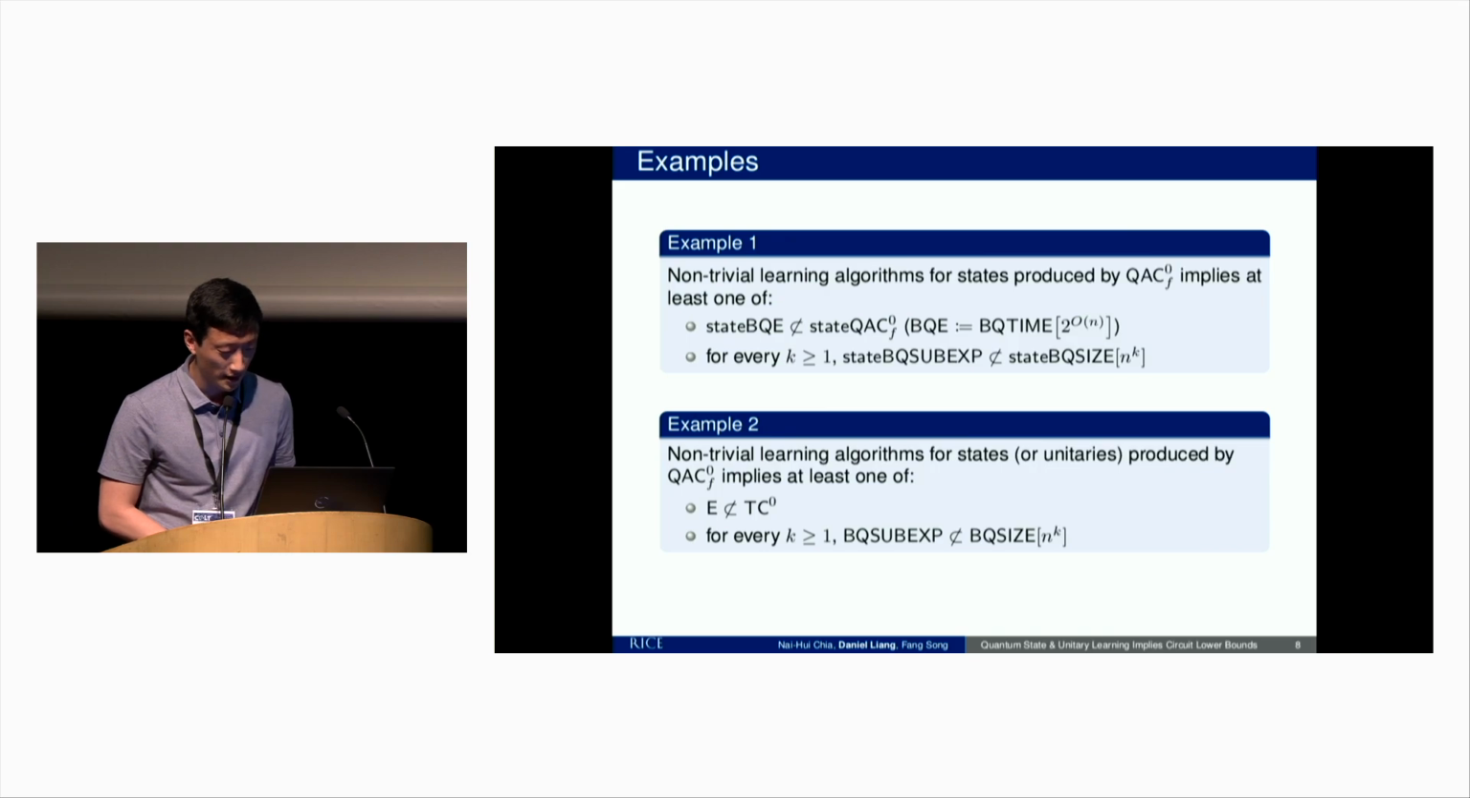And basically this follows because of connections between these quantum analogs and their classical analogs. So for instance, E, you probably know what EXP is, which is things that run in 2 to the poly n. E is just the set of decision problems in 2 to the theta of n. And this would basically prove the first non-trivial lower bounds against TC0, which, if you're like Ryan Williams, is your big goal.